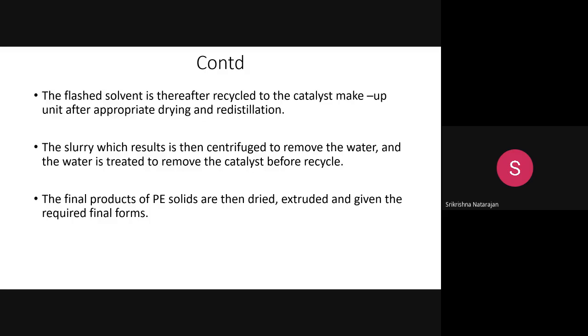And once the slurry is formed, you can just centrifuge it to separate the water from the slurry. Slurry means it is something like a colloidal solution. Okay, so from there you can remove the water so that you can remove the catalyst which is not reacted, for recycling and reusing it for the next process.